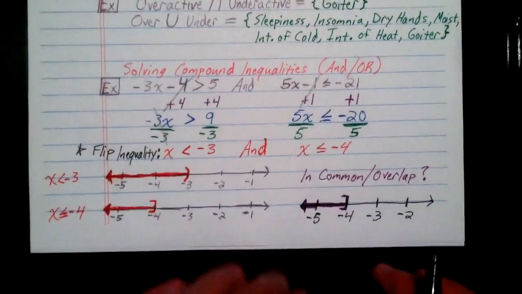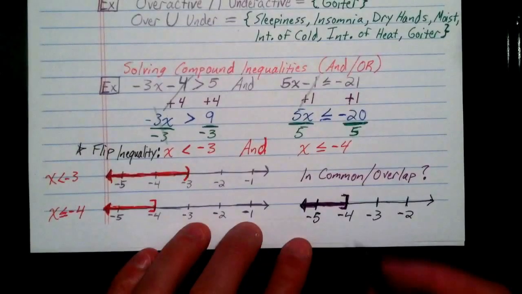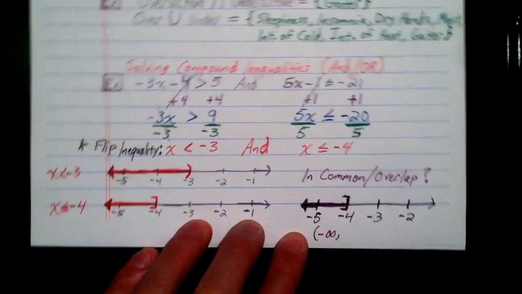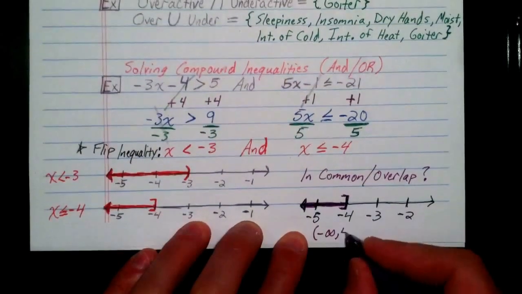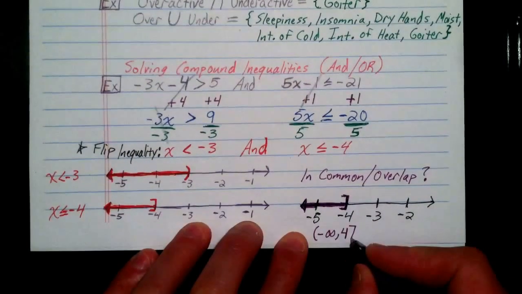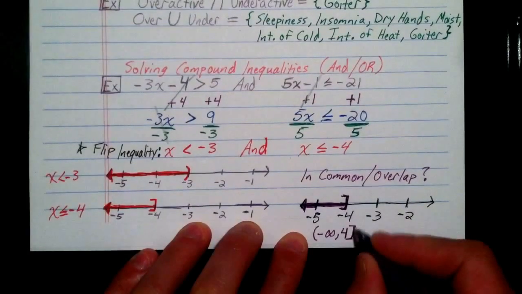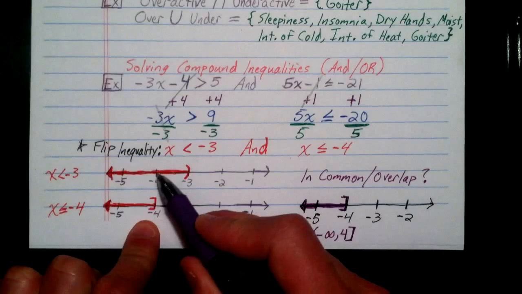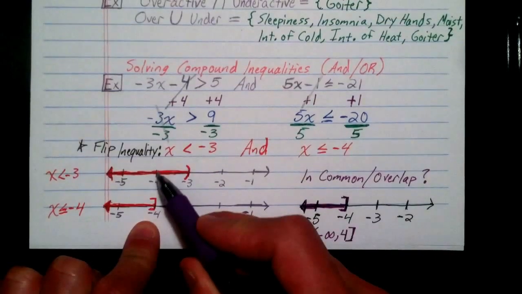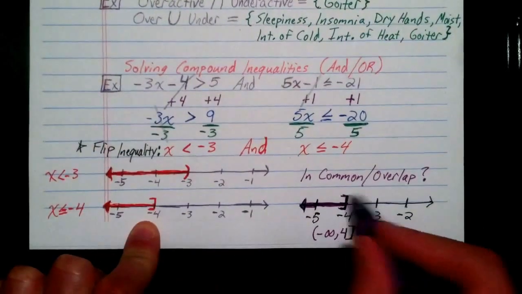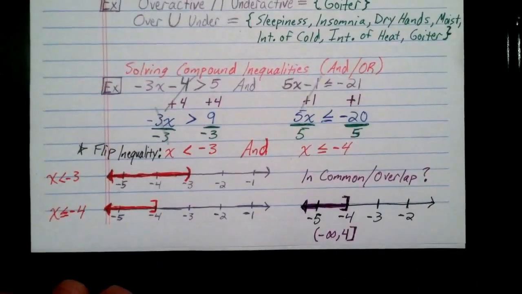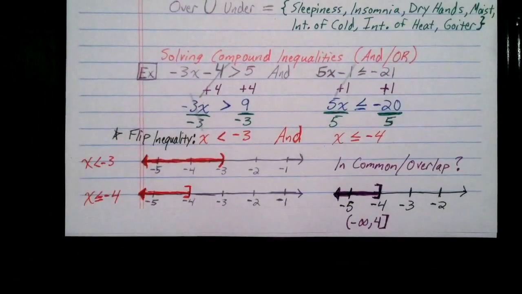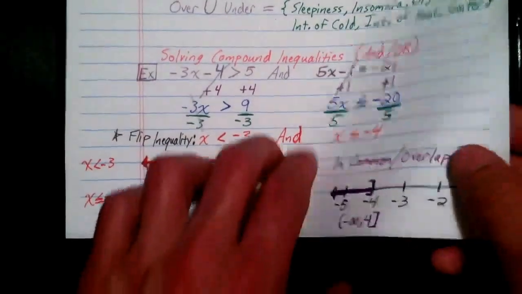And writing that in interval notation would be everything from negative infinity, which gets the parenthesis, all the way up to 4, but including 4 with a bracket, because over here it did have a bracket on the 4. The 4 is included here, and it's included up in that graph, so it's included in our final answer graph. Okay. So we can look at a couple more examples on the next pages.